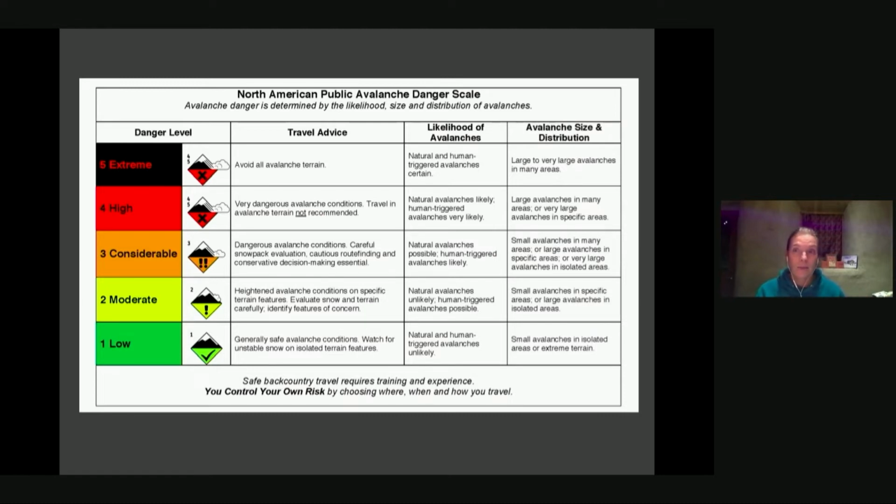As you're getting ready for a year in the backcountry, take the time to find this scale. You can find it on Google or on the UAC website, and dig deeper to understand the definition of moderate or the definition of considerable, because there's a lot more than just that word. There's travel advice, there's the likelihood of avalanches, and there's where the avalanches can be found. So right off the bat, when the forecasters are issuing an avalanche hazard rating, they're trying to have a conversation about risk with us.